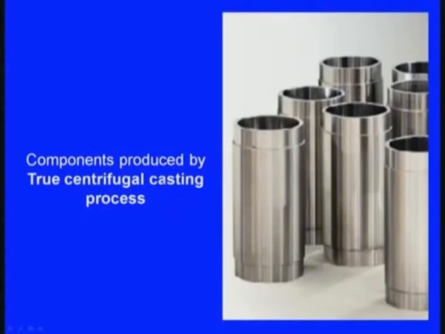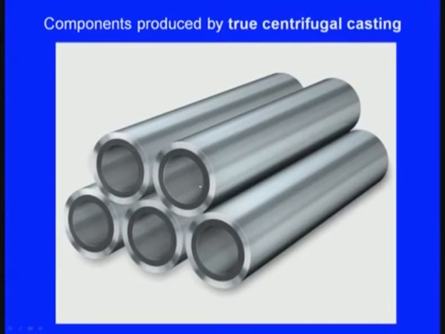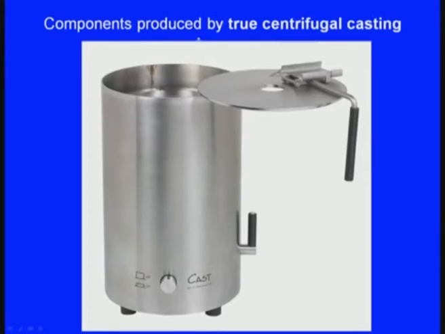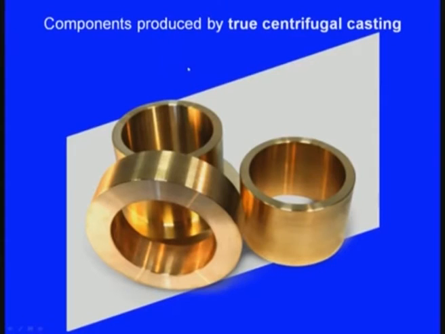Now, these are the components produced by the true centrifugal casting process. You can see here these are the hollow tubes or the hollow cast components produced by the true centrifugal casting process. We will see some more. Yes, these are the tubes or the components produced by the true centrifugal casting process. Again, these are the components produced by the process.